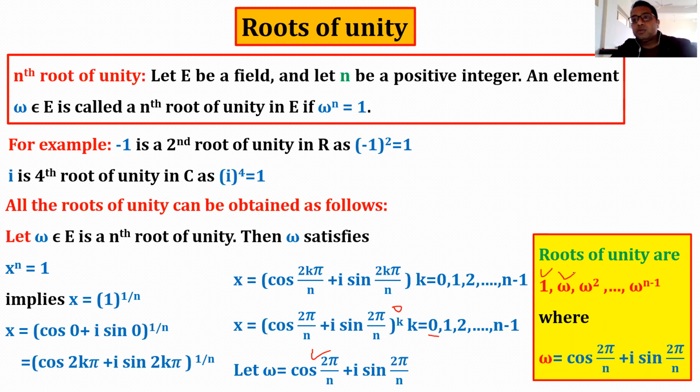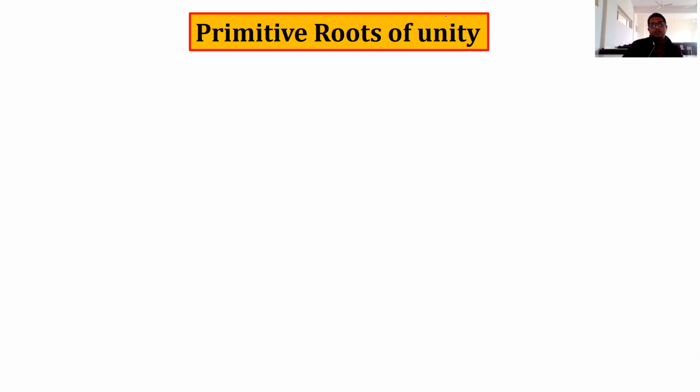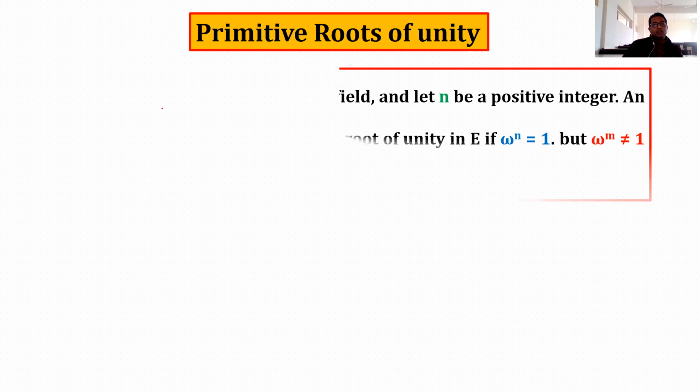When you substitute k equal to 3, that will be omega cube, and last of it will be omega raised to power n minus 1, where omega is cos 2 pi by n plus iota sine 2 pi by n. In this way you can obtain all the nth roots of unity. Next thing is primitive root of unity.